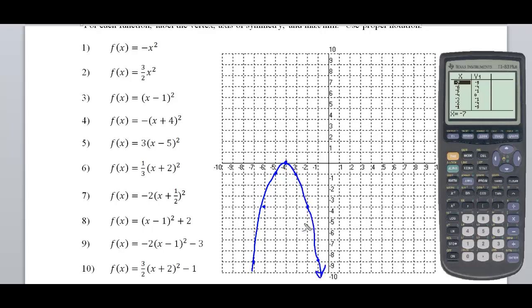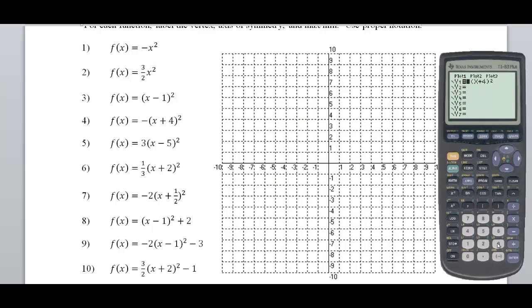There we go. That is your upside down parabola with a vertex of -4, 0. That means your axis of symmetry is x equals -4, and your maximum here is going to be where y, or f of x, is equal to 0, because that's as high as a graph is going to go. Alright, problem number 5.